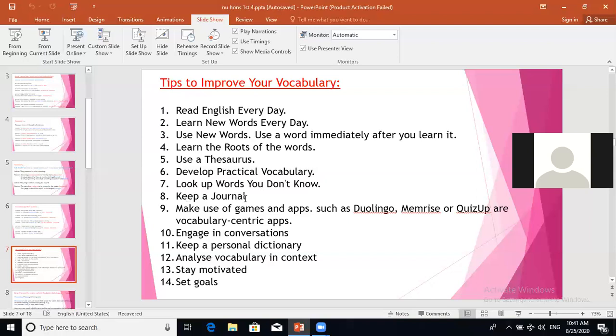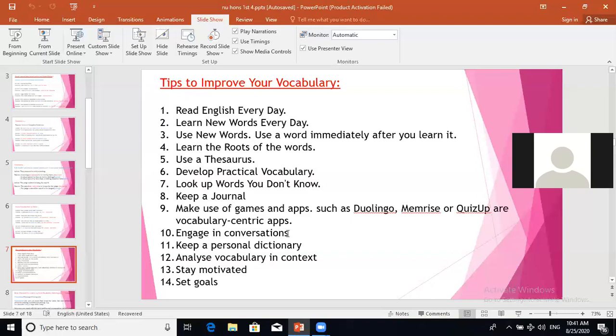Keep a journal. That means you should have the habit of reading journals and newspapers. You should keep a journal. Make use of games and apps. You can also play games to improve your vocabulary. There are some apps addressed here. Duolingo, Memrise, or QuizUp are some famous vocabulary-centric apps that you can download and practice to improve your vocabulary.